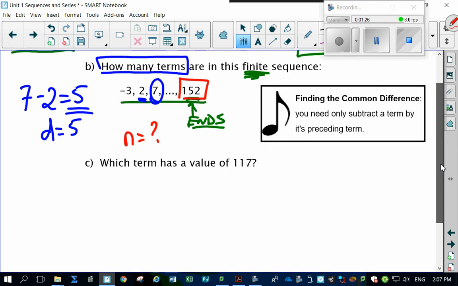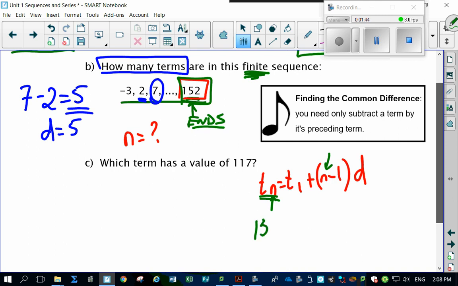Okay, all right, let's go. Let's figure this out. Tn equals T1 plus n minus 1 times d. I am looking specifically for n. That's this n right here. Now, I've got Tn, the last term. I know it's 152. I've got the first term, that's minus 3. I don't know what the n is. I have no idea how many terms I have, but I know I'm going to have to subtract 1 from it. And I've just figured out the common difference, which is 5.